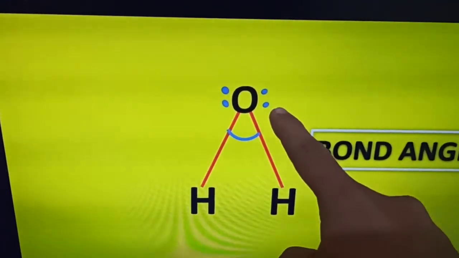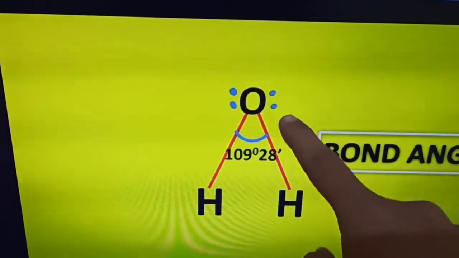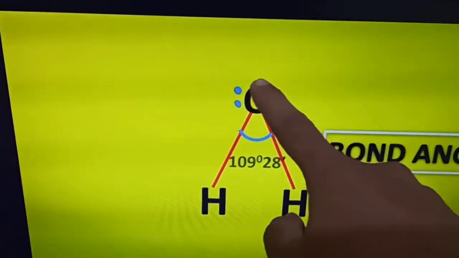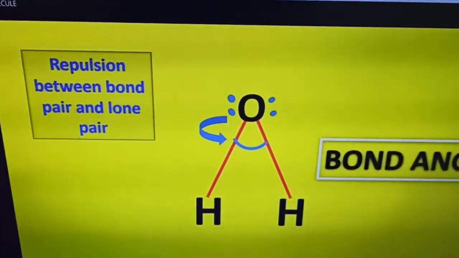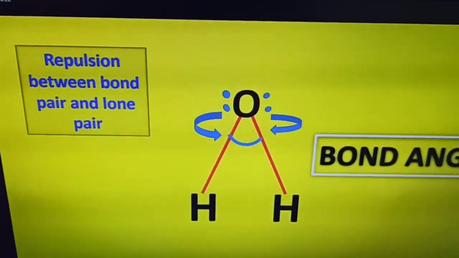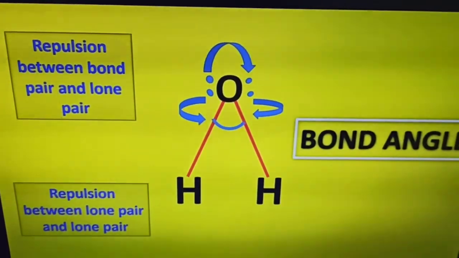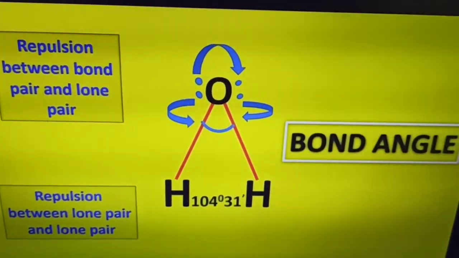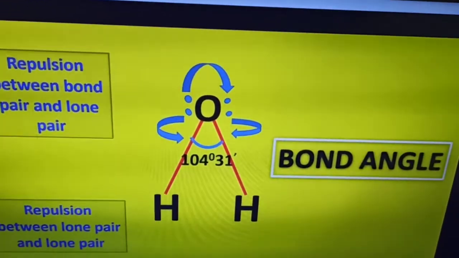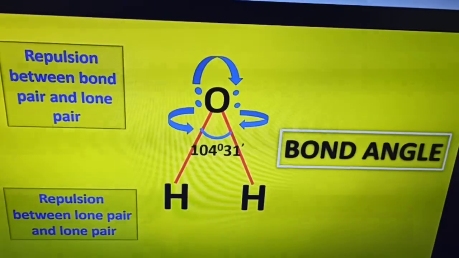These 2 lone pairs, or non-bonding pairs, create repulsion. There is repulsion between the lone pair and the bonding pair, and repulsion between these 2 also. So it is given by repulsion between bond pair and lone pair, and repulsion between lone pair and lone pair. Clear? So the bond angle is found to be 104.5 degrees, or you can say 104 degrees 31 minutes or 30 minutes. It's all the same; different books write it in different ways. Clear? So that's the story.